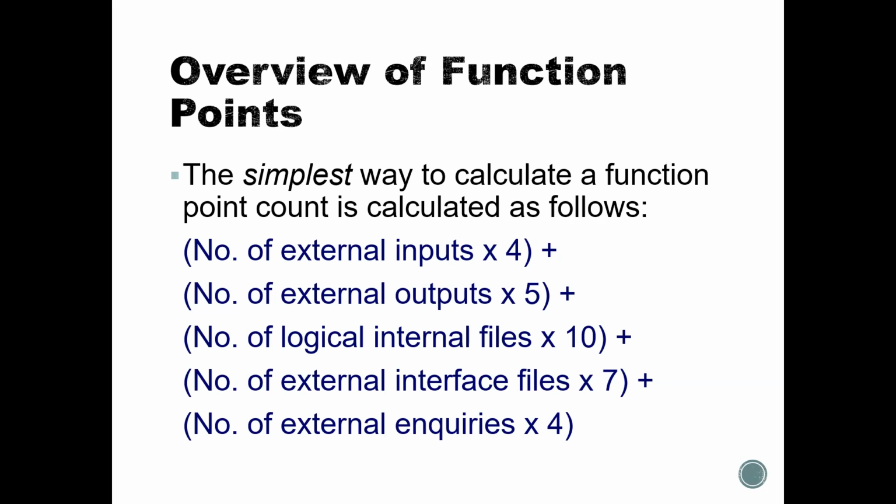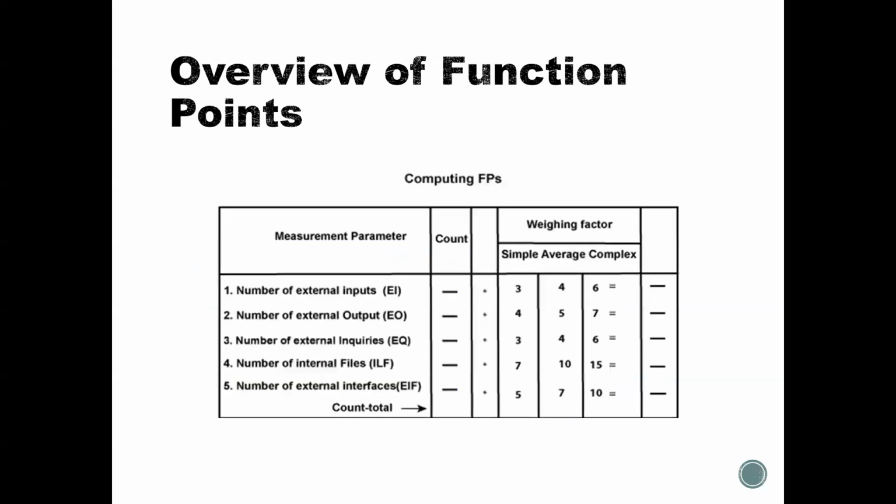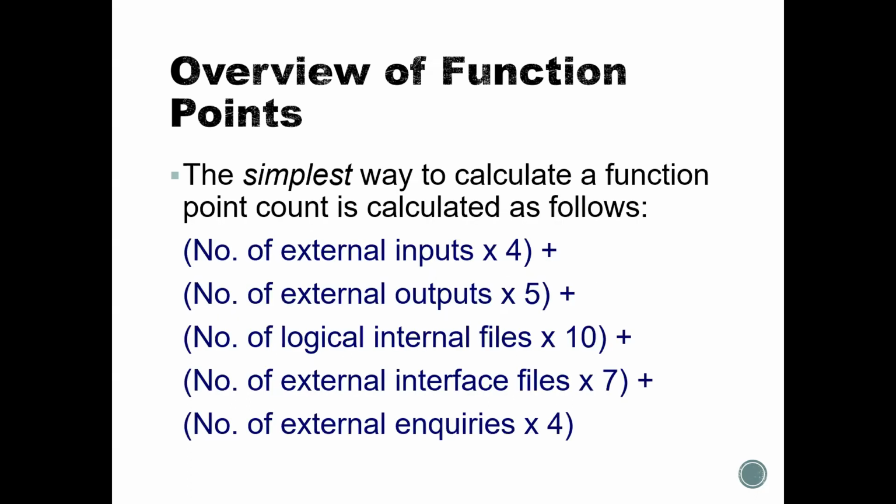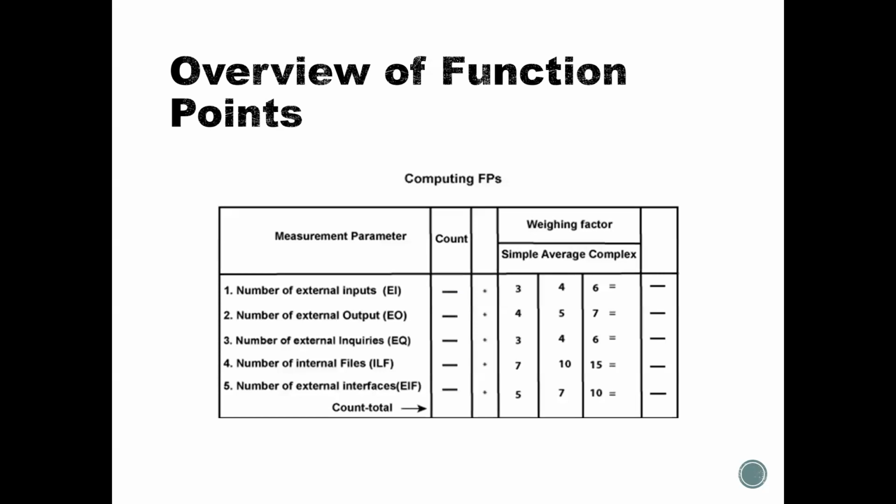These parameters are multiplied by certain numbers coming from this table, which is common for every software that uses function point. I will discuss what these parameters are with an example, but let's first go to these numbers which we multiply with these parameters. These are different measurement parameters, and for these parameters we have certain numbers.